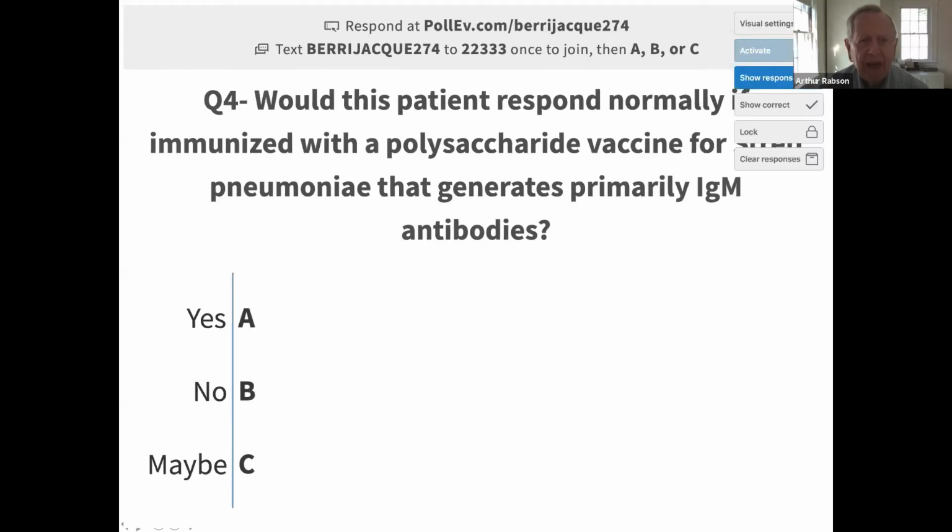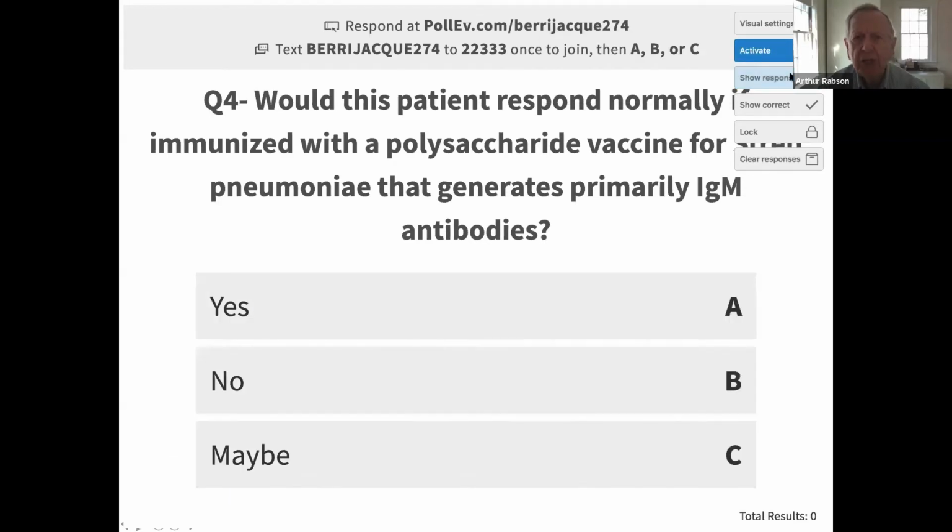And then in this question, would this patient respond normally if immunized with a polysaccharide vaccine for strep pneumonia that generates primarily IgM antibodies?